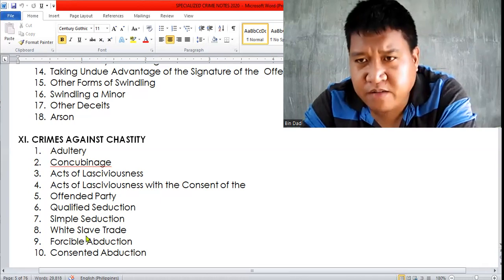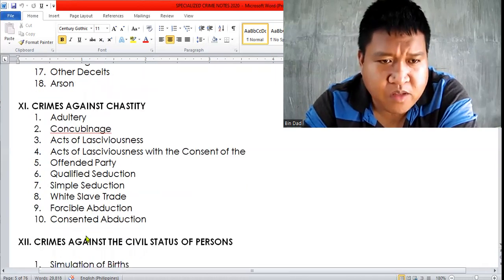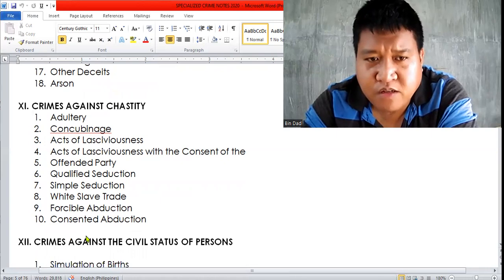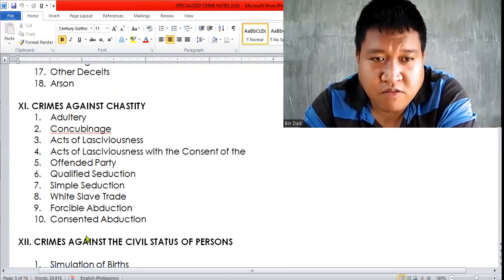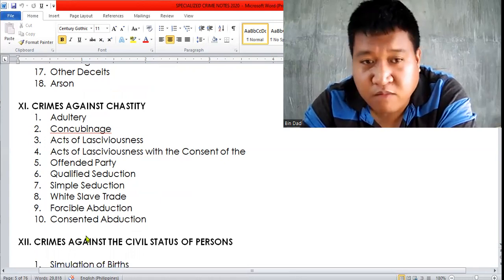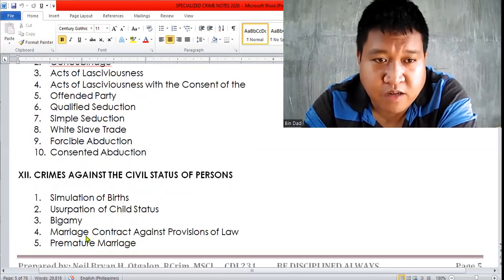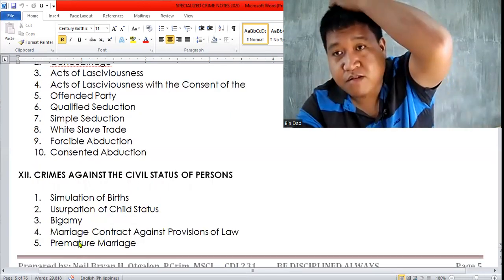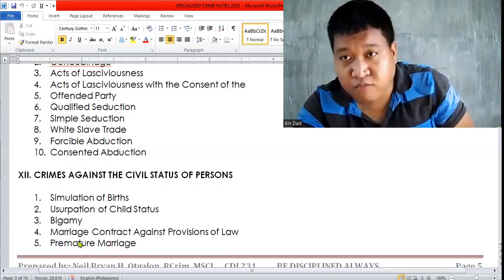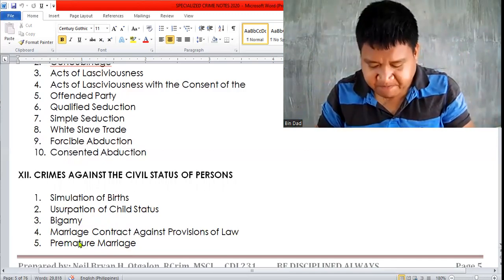White slave trade, yan yung mga nabubugaw. Forcible abduction, yan yung dahil ayaw sa'yo, ang ginawa mo sa tao, example, tinanan mo, o tinakbo mo, tinago mo. Ibang usapan sa kidnapping kung merong demand, no, na ransom. Ibang usapan yan. Okay?